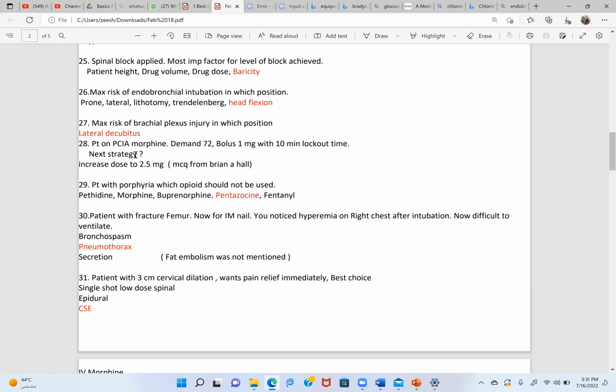Okay, patient on PCA morphine, demand 72, bolus 1 milligram with 10-minute lockout. Actually, in this question, they want to increase the dose. The dose is never 2.5. It is actually the lockout time in this scenario. The lockout time is 10 minutes, so they can decrease the lockout time to 6 minutes, because they are putting in too much demand. Okay. So in my opinion, it should be the lockout time first and then the dose. Has someone read this MCQ in the Brain Hall?